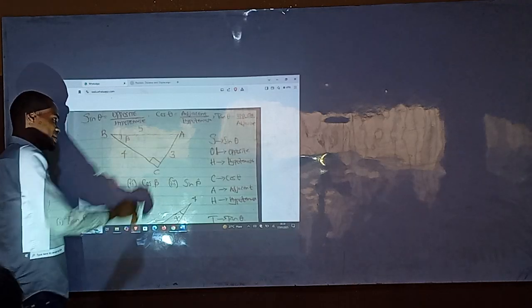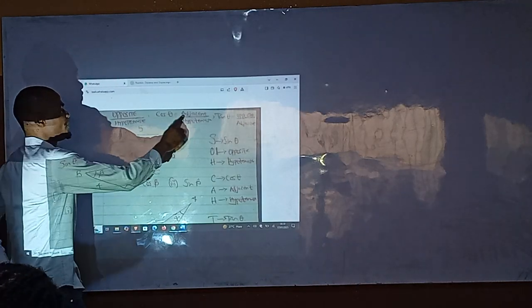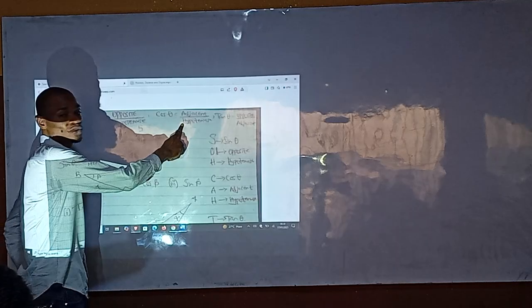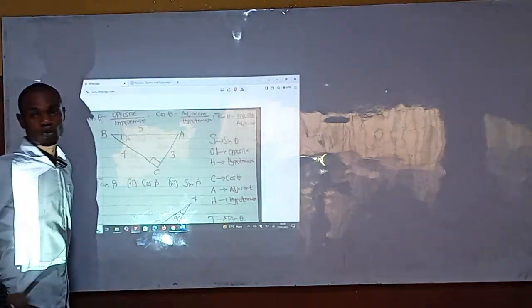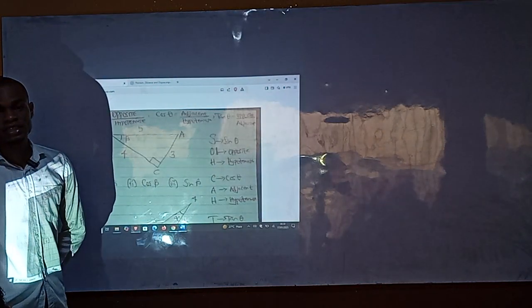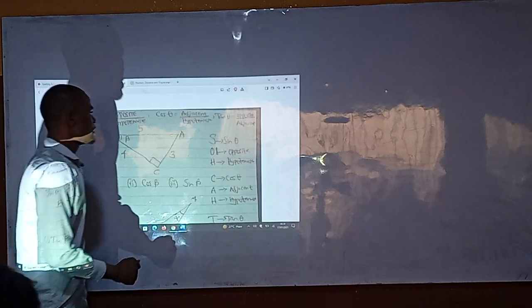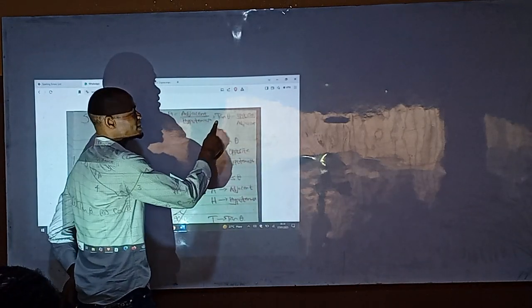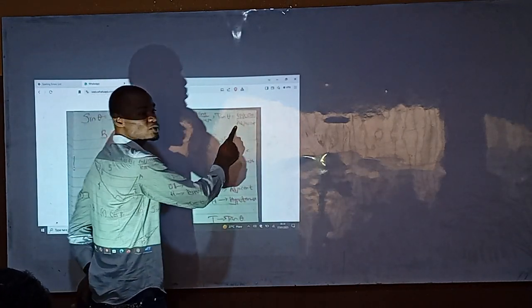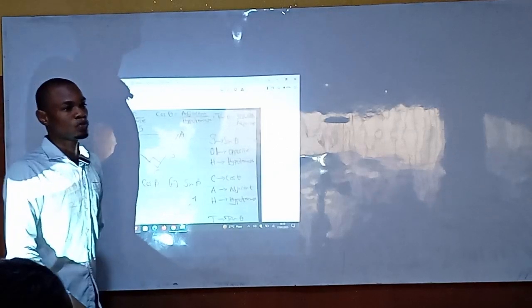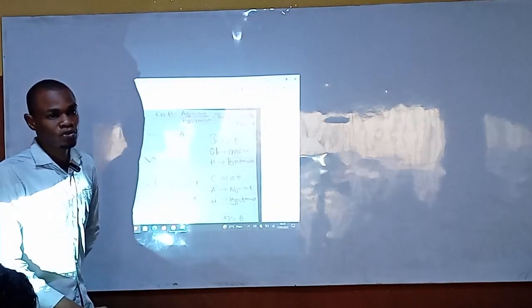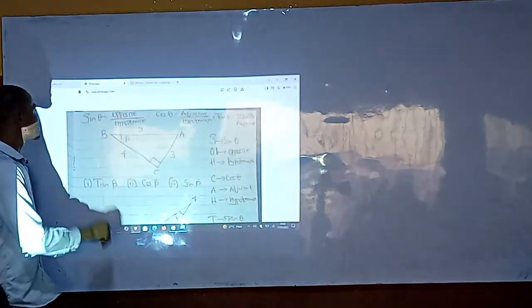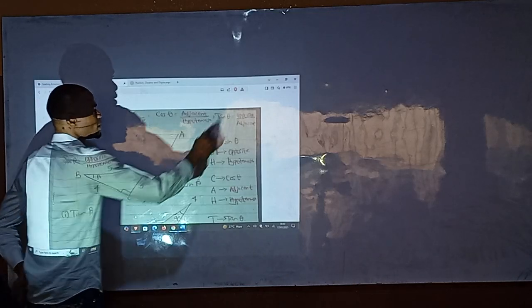First letter here is C, first letter here is A, first letter here is H. CAH is "kah". Then T, O, A. TOA is "toa". So we now say SOH CAH TOA.